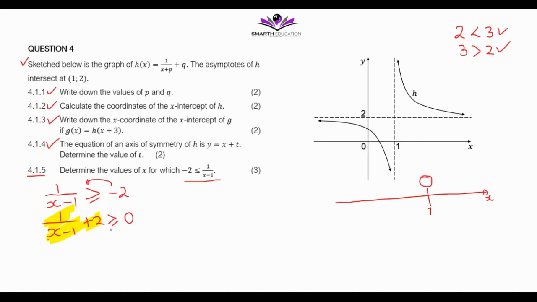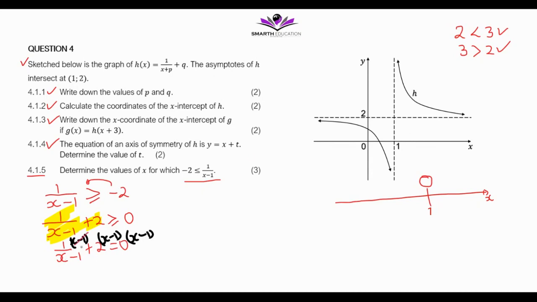Right, for the other critical value, we replace this with an equal sign. Then we solve for x. So it's 1 over x minus 1 plus 2 is equal to 0. We're finding the critical value here. Multiply everything by x minus 1. Okay, then what do you get?